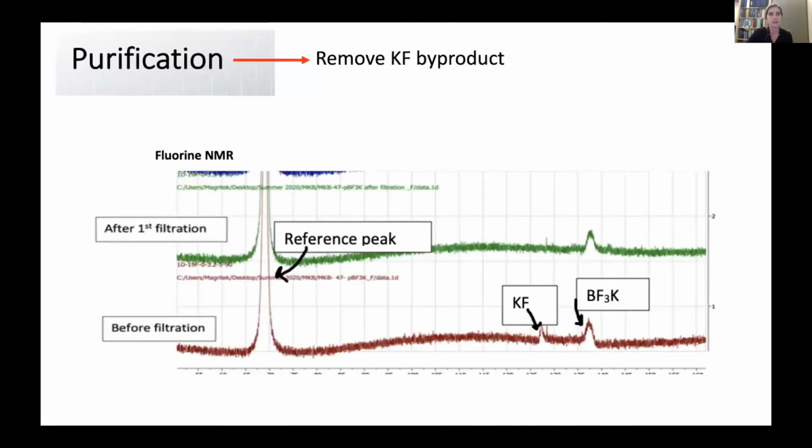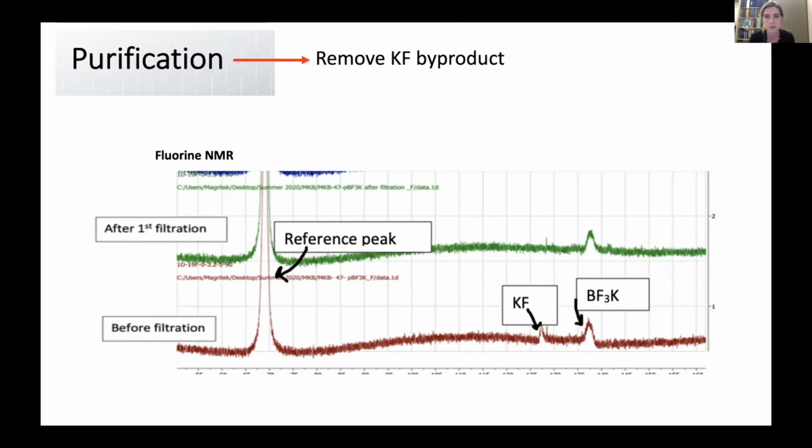So the next thing we tried was boiling acetone filtrations in order to remove the KF product. So we took our BF3K product and we poured boiling acetone over it. And because KF is less soluble in the acetone than the BF3K product, the KF would get trapped in the filter paper, and the BF3K would go through the filter paper when we're doing vacuum filtration.